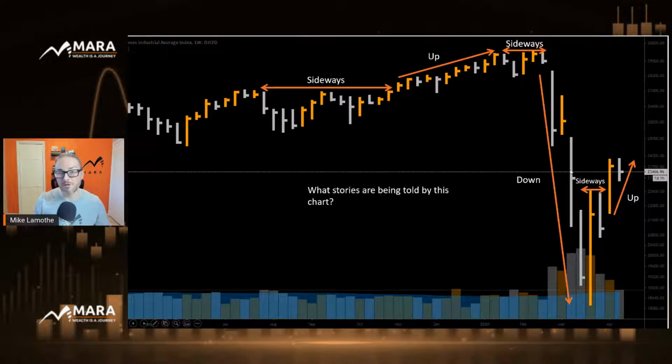And part of what we see too is that when the bears tend to really gain control, like they did here, the moves to the downside tend to be pretty swift. So it pays to pay attention to the full story of how you get to where you are.